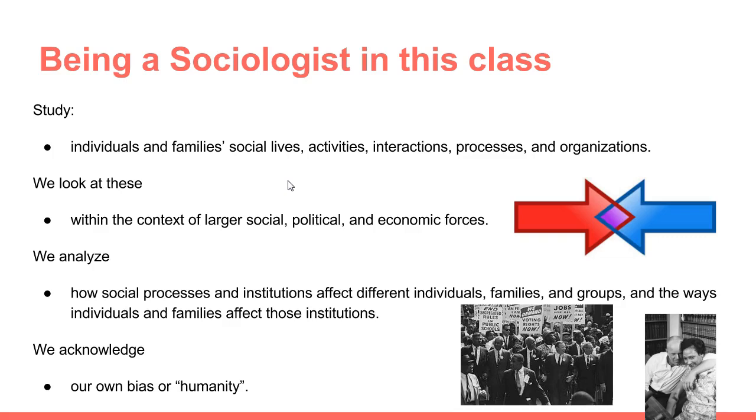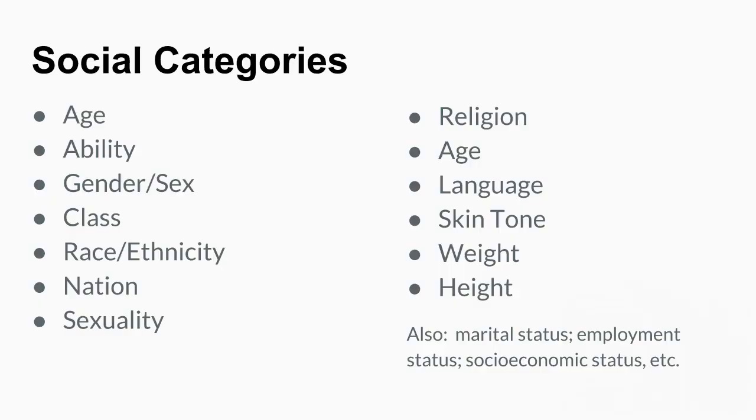And again, as a student and a sociologist in this class, we acknowledge our own bias and our own humanity. Here's just a list of social categories, and you want to think about these categories. You've already read an article about the social construction of difference and how it is that in some categories we assign a great deal of value to the difference between people. And again, that's a social construction, not a biological construction.